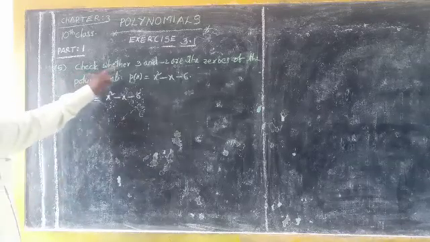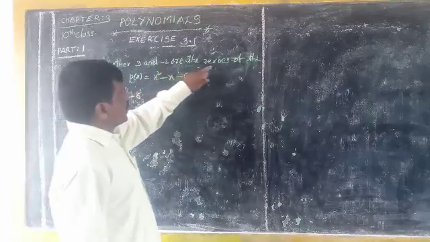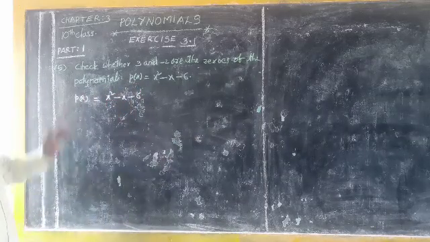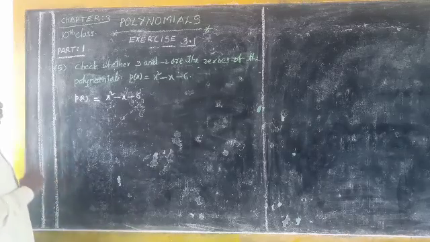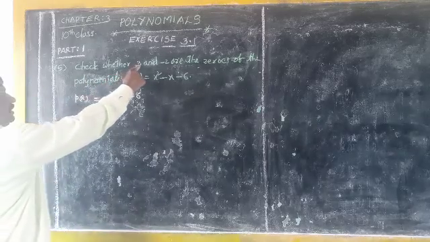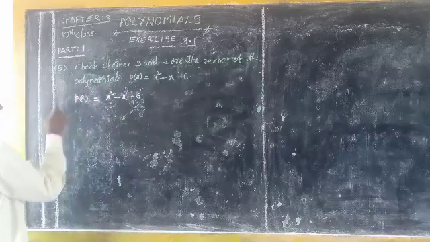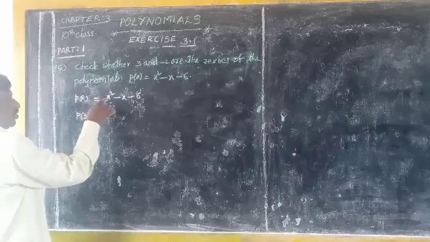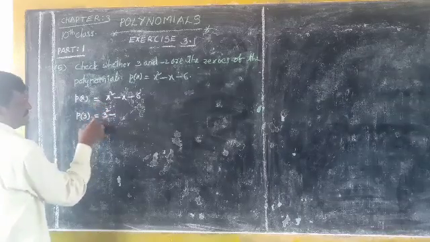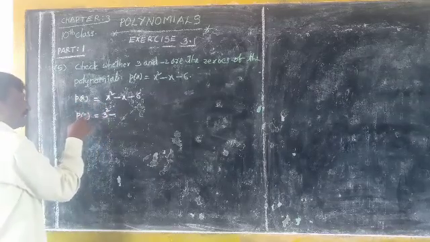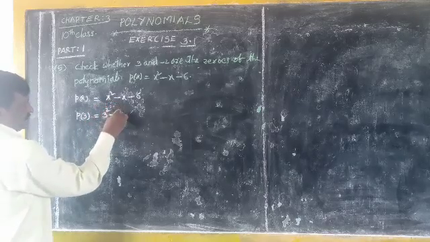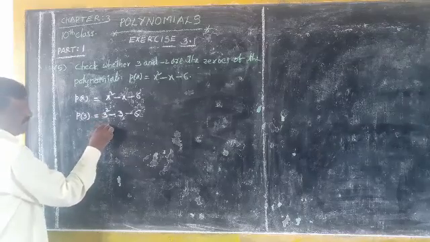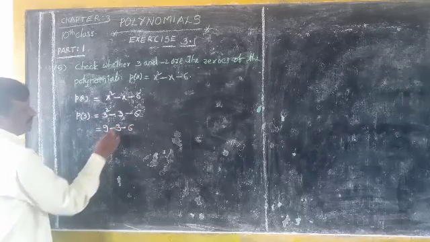Fifth sum. Check whether 3 and minus 2 are the zeros of the polynomial p of x is equal to x square minus x minus 6. As in the fourth sum, first put 3 in place of x. P of 3 is equal to 3 square minus 3 minus 6, wherever x is, put 3. 3 square means 9, minus 3 minus 6.